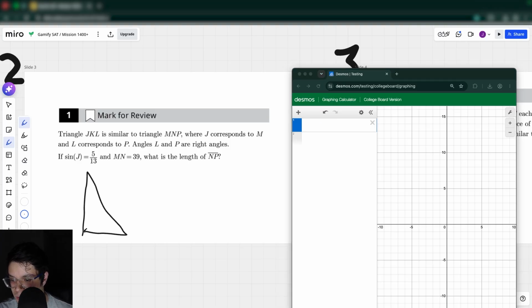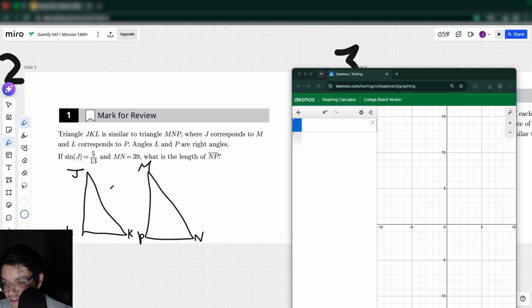It also says that there's going to be a right angle in both of them, so it'll be something like this. It says the sine of J would be equal to 5 divided by 13. So what this is basically saying is opposite for J would be this, and then the hypotenuse for that would be this. If you're confused about what I just did there, you can go ahead and watch my other video on right triangles I just posted a few days ago.